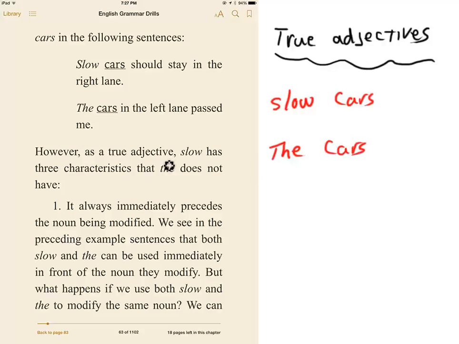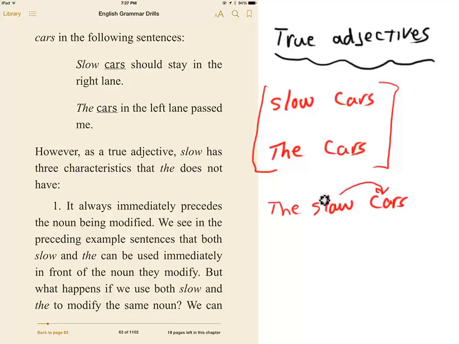Okay. However, as a true adjective, slow has three characteristics that the does not have. All right. It always immediately precedes the noun being modified. What that means is this: we can say slow cars and the cars, and they both precede the noun. But what happens? We can't change the order here. We can say the slow cars. Okay. And slow has to come right before the noun. Okay, so it's a true adjective, but we cannot say slow the cars. Okay, we cannot say that. It doesn't make sense.